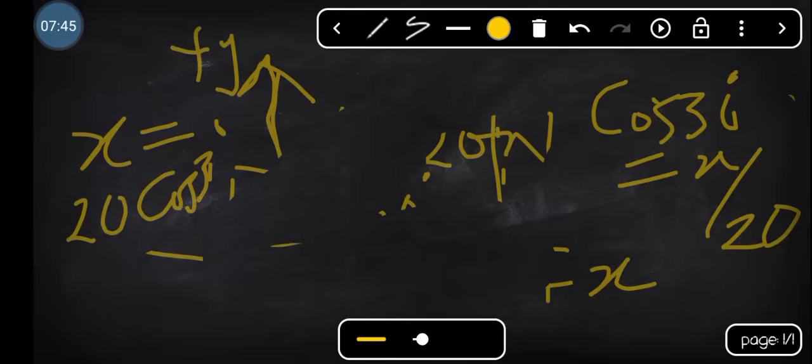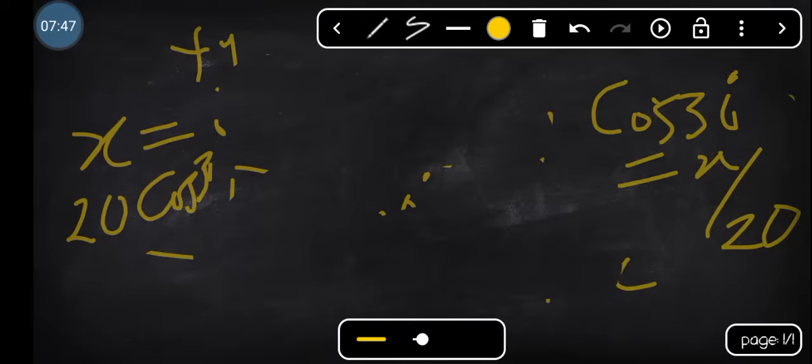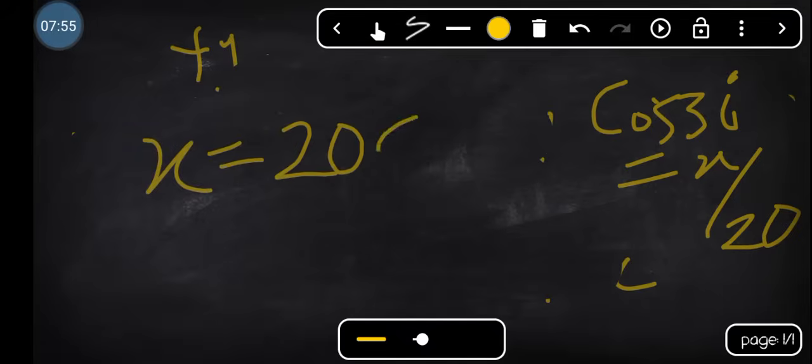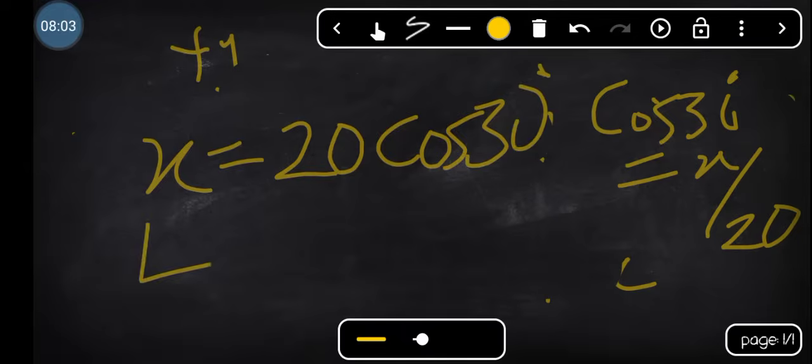So x is equal to 20 cos 30 degrees, because this is the horizontal component. Let's call it HC, horizontal component.